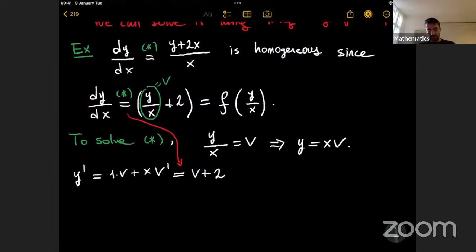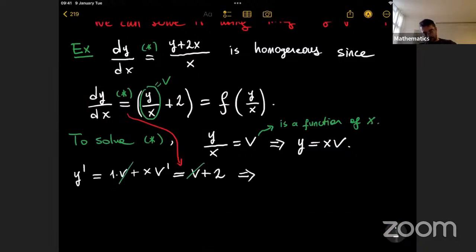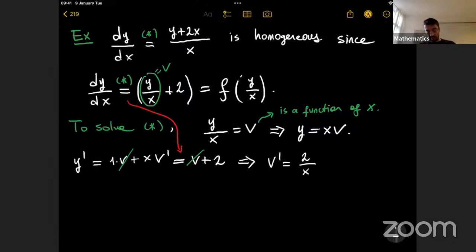Okay, there's a good question. What is v? V is a function of x, right? Y is also a function of x. So x is the variable, and y and v are the functions. We get rid of y and introduce a new function v, the dependent variable. Well, from here, we get rid of v and v. So what we get is basically v prime is equal to 2 over x. So you see, we get a nice equation. This star becomes a separable equation. Well, this is basically dv/dx. You can write it like this.